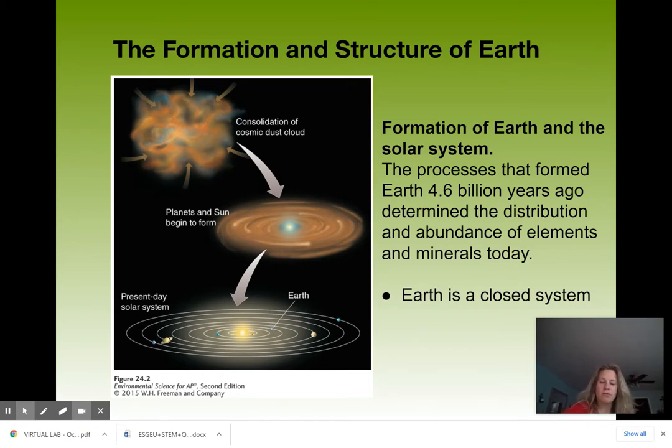And just a reminder, Earth is a closed system, meaning that things don't enter and leave. So think about what that means for resources. If it's a closed system, that means that all the resources that are available for humans are found on the Earth right now. So we have no other resources outside of the Earth that we can readily use.